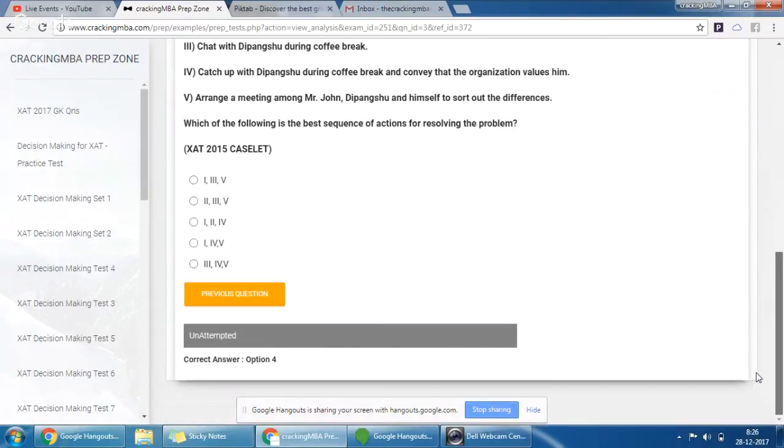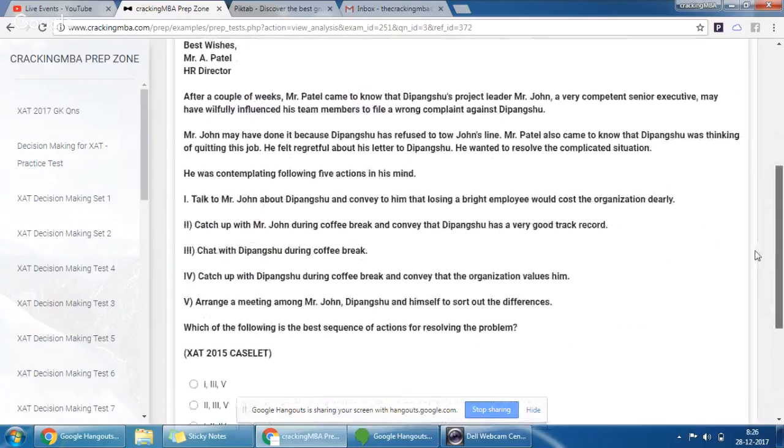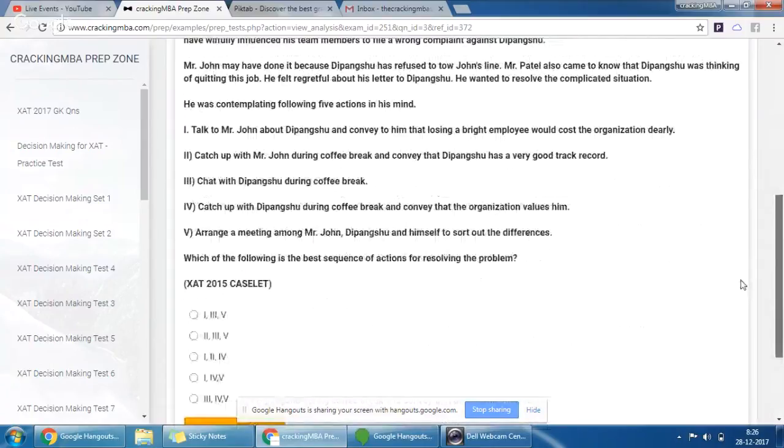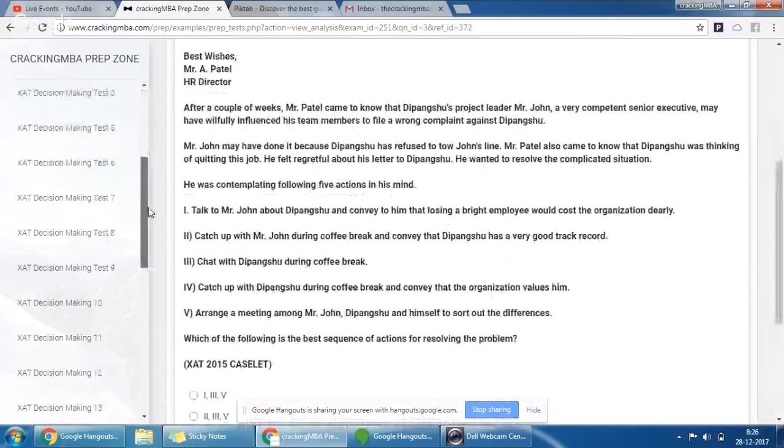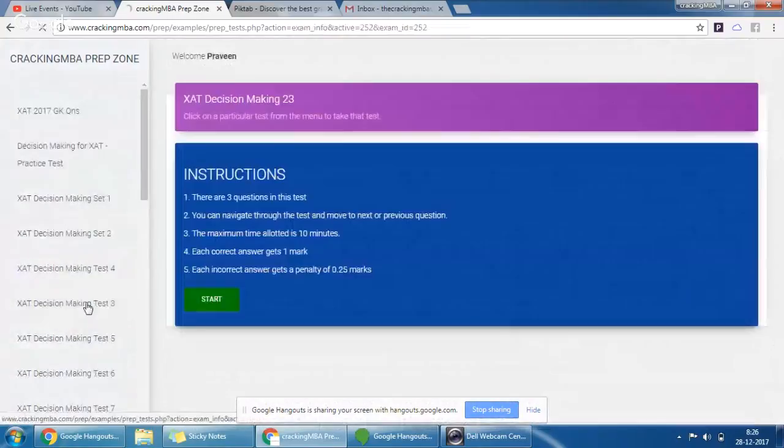Okay, I think this is pretty much it. This is a simple case. I think the second one is contentious, third and first were simple. Let's move to the next case. Decision making 23, please.